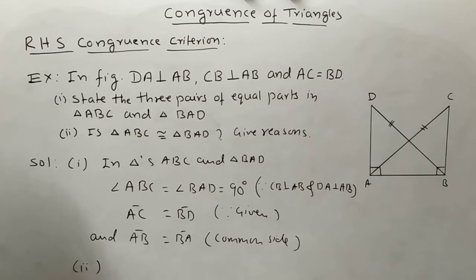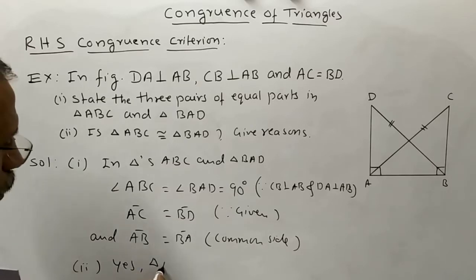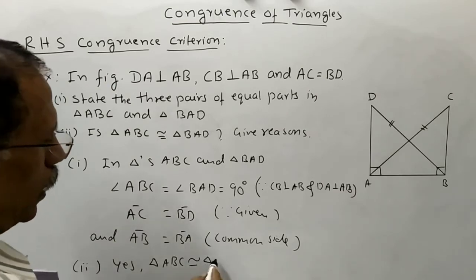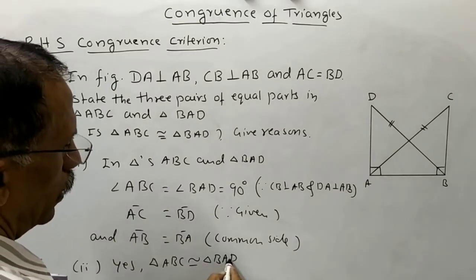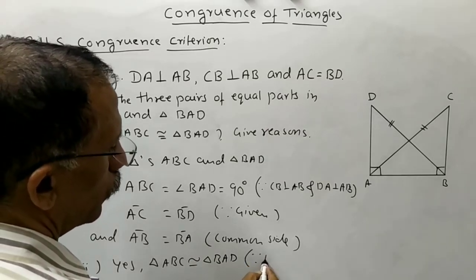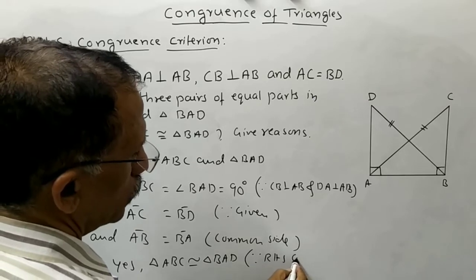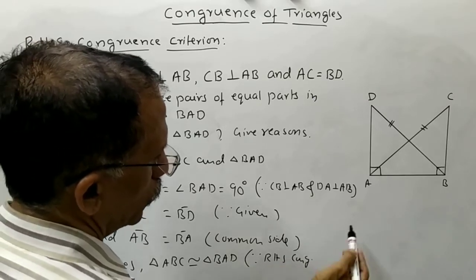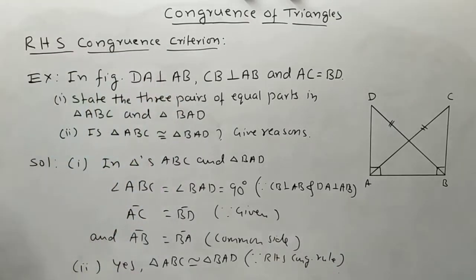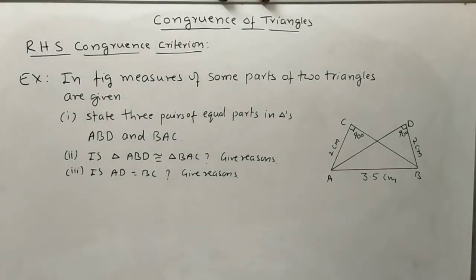Therefore, we can say yes, triangle ABC is congruent to triangle BAD. According to which condition? RHS congruence condition or rule or criteria. Next example.